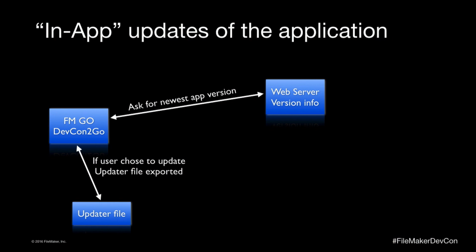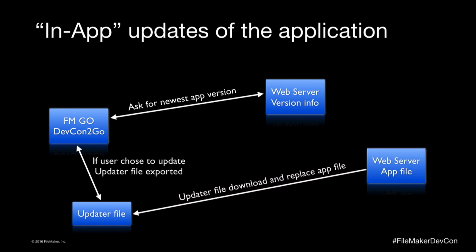If you choose to do an update, then there's a small utility file that gets exported, and the reason for that is that we need to close the DevCon2Go file in order to override it. Otherwise, we would just have a DevCon2Go, DevCon2Go 3 and 4, and that doesn't work well. So we export the updater file, which runs a script that closes the DevCon2Go and downloads the new DevCon2Go file from a web server.